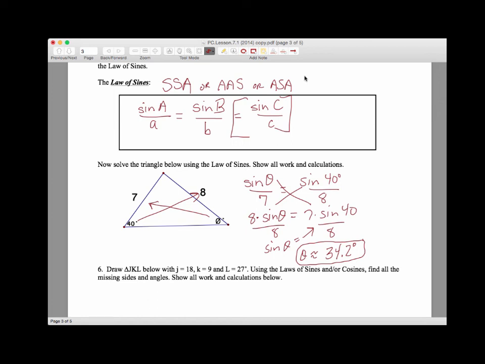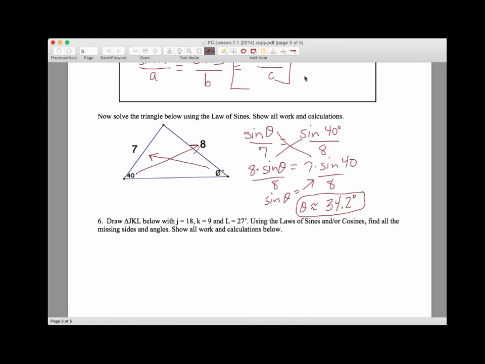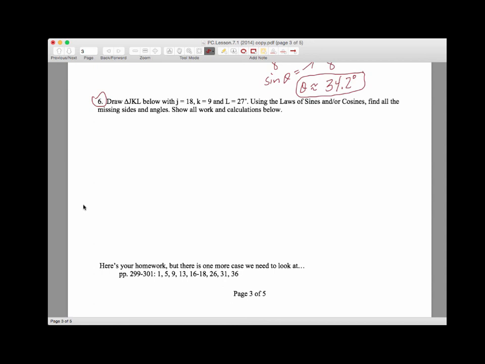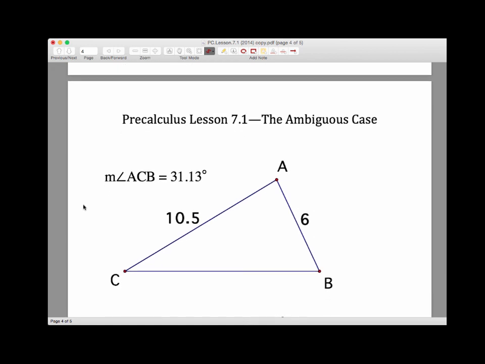One other kind of weird thing, though, is the situation where you could have an ambiguous case. You can read about the ambiguous case in your textbook, but I do have some drawings down here. Oh yeah, number 6 is an extra problem that you can do, as well as your homework. It's very important that you practice this before you take any quizzes on this. But here's the ambiguous case. It's a case where you can get 2 different triangles out of the same information.